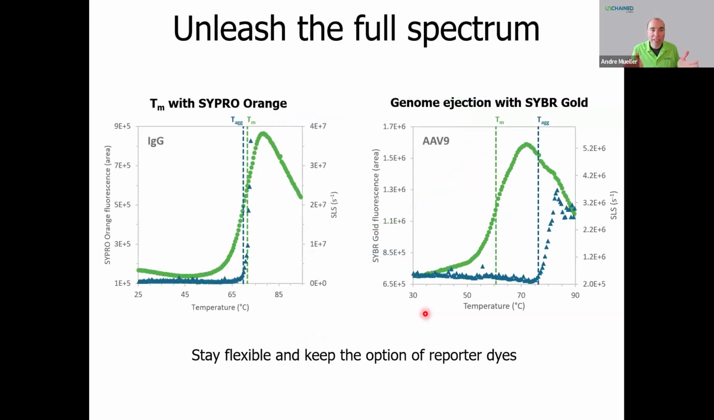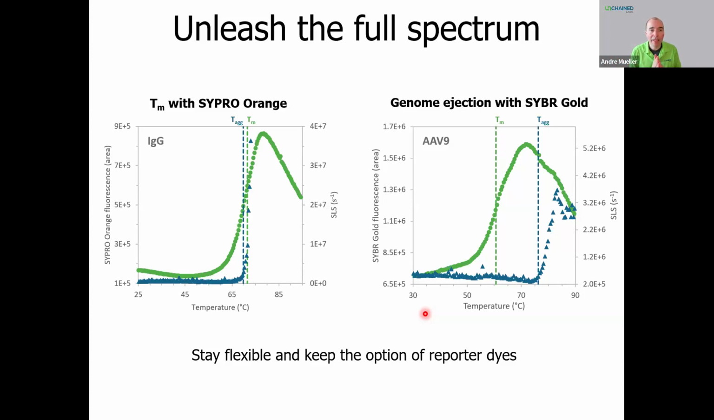Full spectrum fluorescence is really relevant if your protein does not show any intrinsic fluorescence, or if you're doing anything outside the protein intrinsic fluorescence application. Here in this case, the left side panel shows a TM of IgG using Cipro orange as a reporter dye.